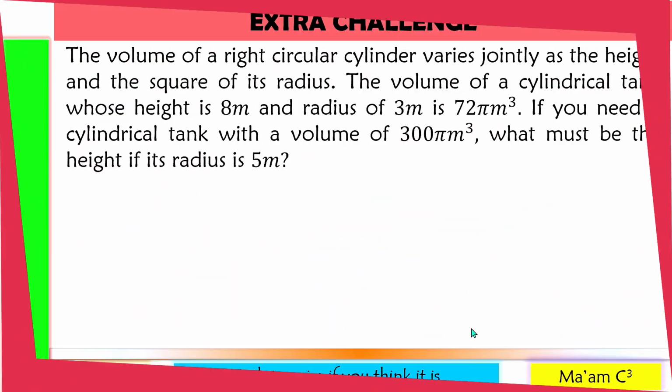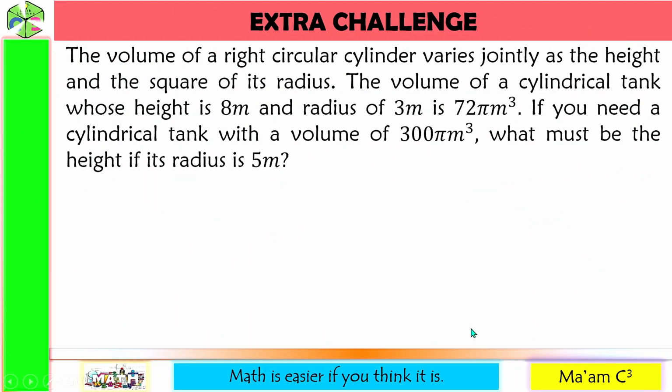Let us do extra challenge. The volume of a right circular cylinder varies jointly as the height and the square of its radius. The volume of a cylindrical tank whose height is 8 meters and radius of 3 meters is 72 pi cubic meters. If you need a cylindrical tank with a volume of 300 pi cubic meters, what must be the height if its radius is 5 meters?